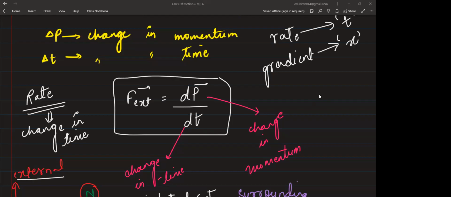Ma'am, rate of change in momentum and change in momentum are the same. Yes. Okay.